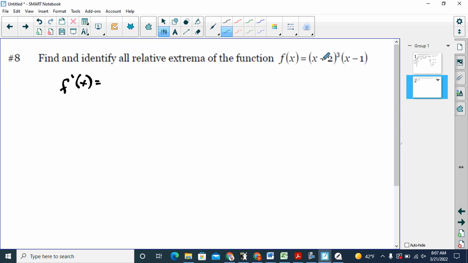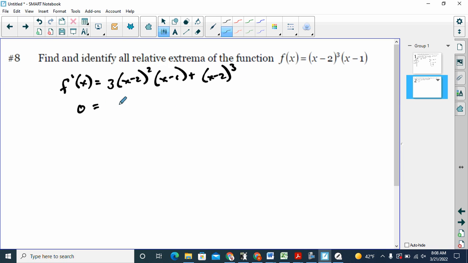We have to use the product rule. So product rule is the derivative of one times the other one. So that would be 3 times x minus 2 to the second. So I moved the 3 out front. I subtracted 1 from the exponent. Chain rule says times the derivative of the inside, but that's just 1, so I don't need to worry about that. So that's the derivative of the first one times the second one plus the first one, x minus 2 cubed, times the derivative of the second one. The derivative of x minus 1 is just 1.